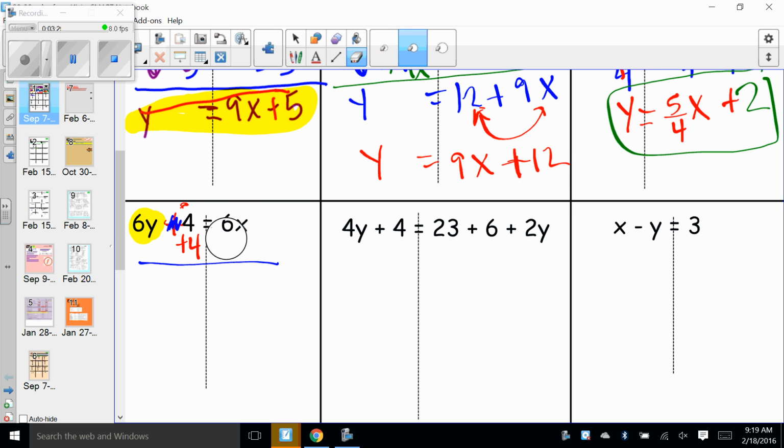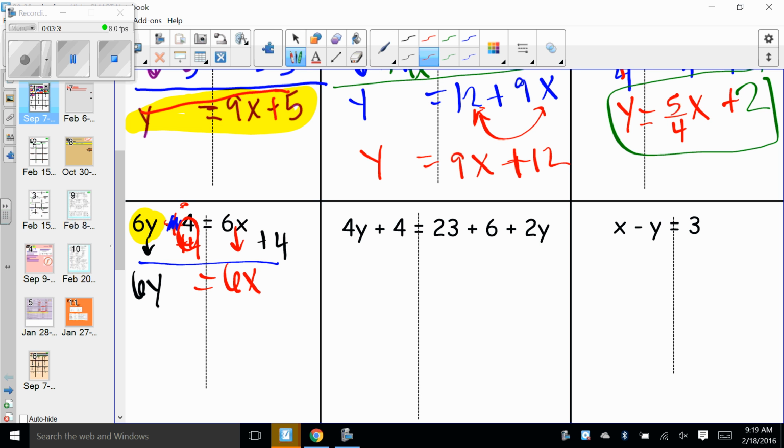Now when I paste, these are unlike terms, so I should be pasting off to the side. If I haven't used it, I drag it down. We have a 6y. Those turn to 0. If I haven't used it, drag it down. We end up with 6y equals 6x plus 4.